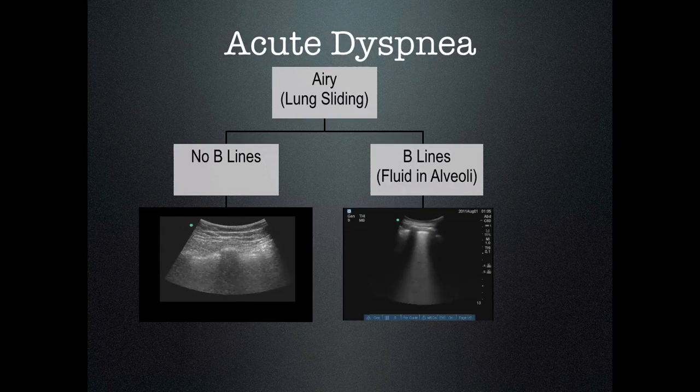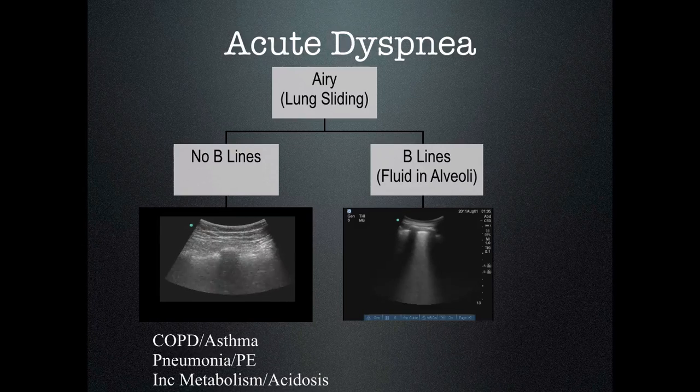If the lung is sliding, then I want to look at the pleural surface, look deep to the pleura, and see if there are any B-lines. If there are B-lines, then I'm going to think there's fluid in the alveoli. What does that mean? If there's no fluid, then I think, why is this patient short of breath? They're short of breath and they have normal lungs.